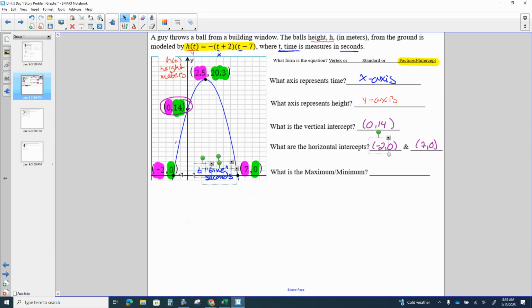What's the maximum and minimum? These should all be really familiar. We've already gone over them in the last unit. So it is a maximum, so I should circle that. It is a maximum, and it's 2.5 and 20.3. That means in 2.5 seconds, the maximum height will be 20.3 meters high.